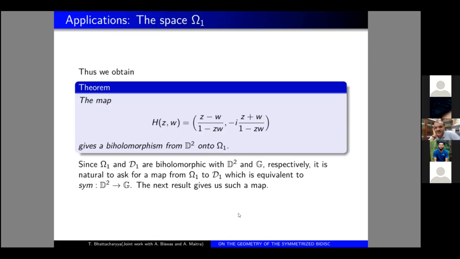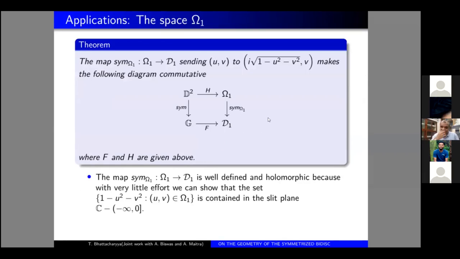Now there is a natural question. We have the symmetrization map from the bidisc to the symmetrized bidisc, and we have this biholomorphism between D2 and omega 1. And of course, we have the biholomorphism between G, the symmetrized bidisc, and D1. So you should be able to, quote unquote, symmetrize omega 1 to get D1. And that again can be written down.